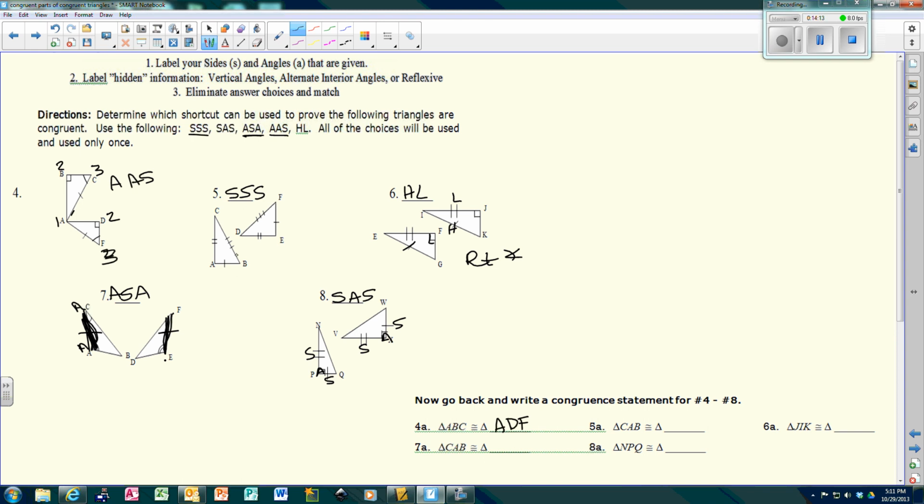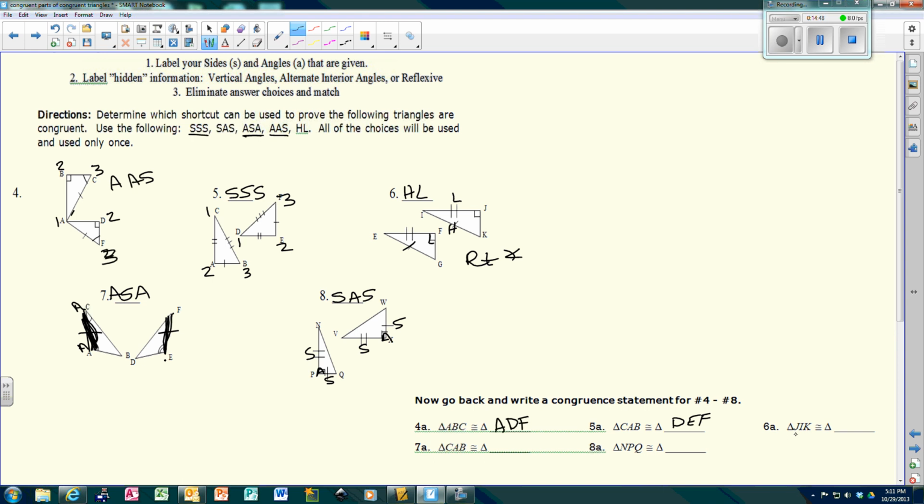So number 5, they're looking at triangle CAB. So that's how I'm going to look at that, CAB. Since CA is the side with 2 marks, I'm going to go DE. So that's 1, 2, 1, 2. So that means F is 3. So that means this one is DEF. Triangle DEF.